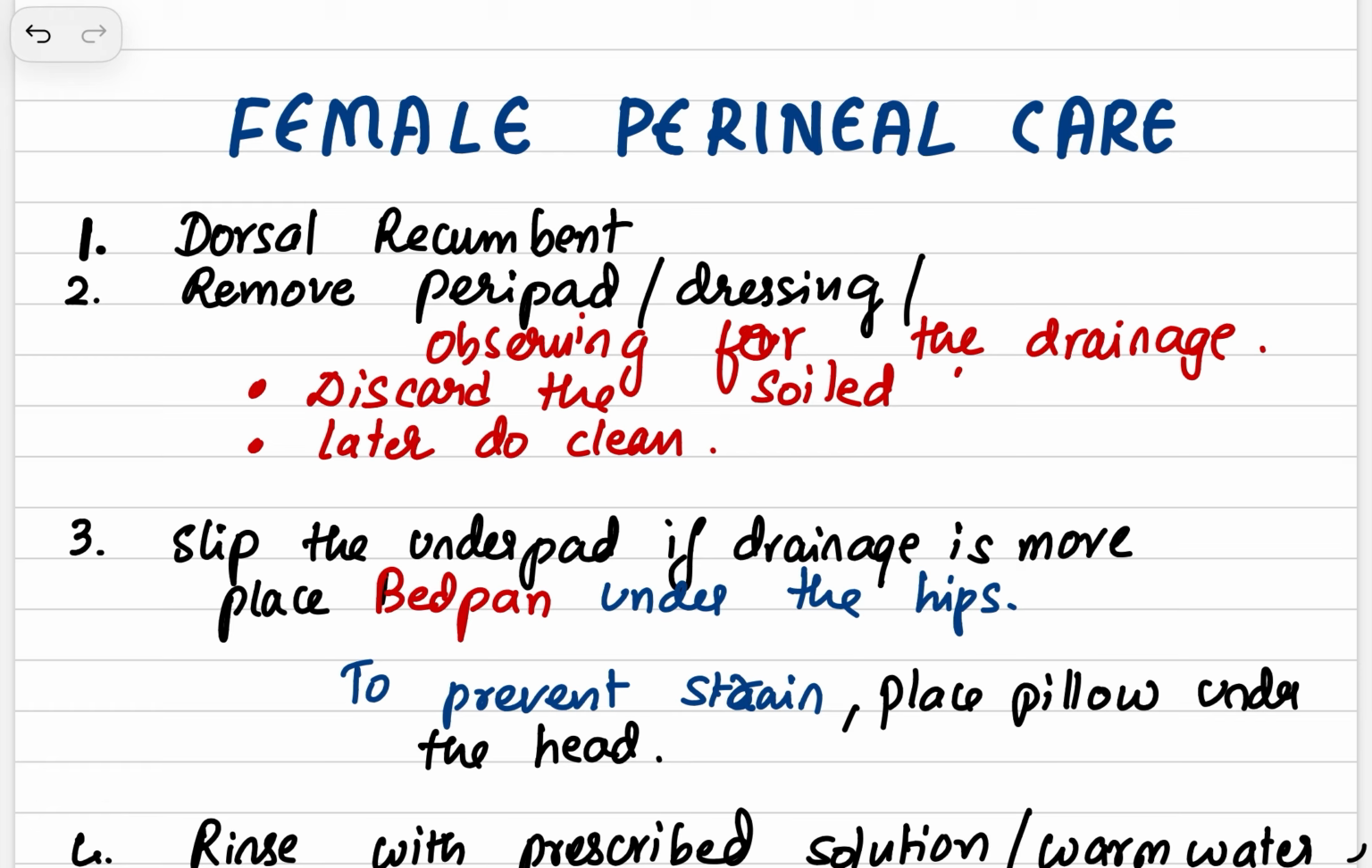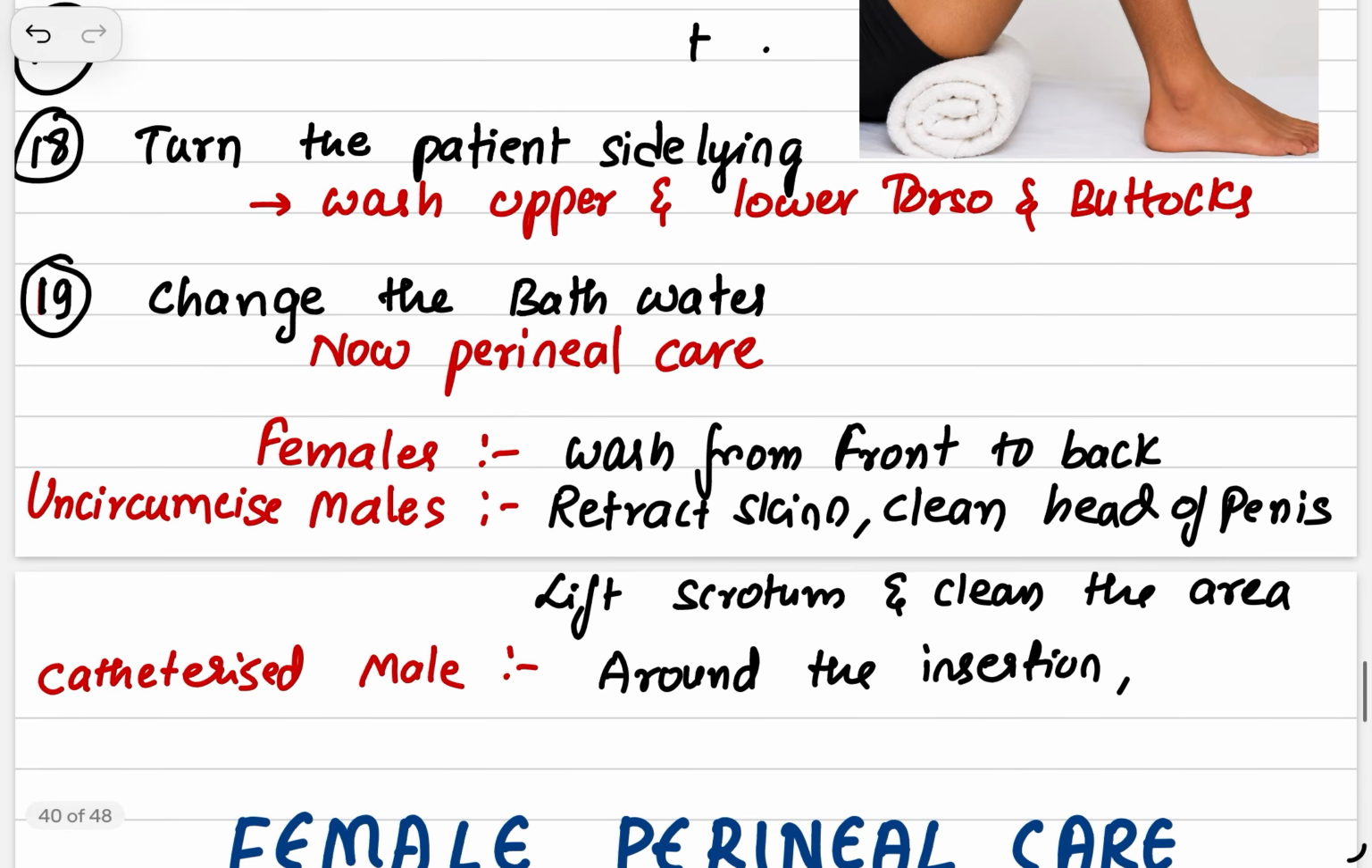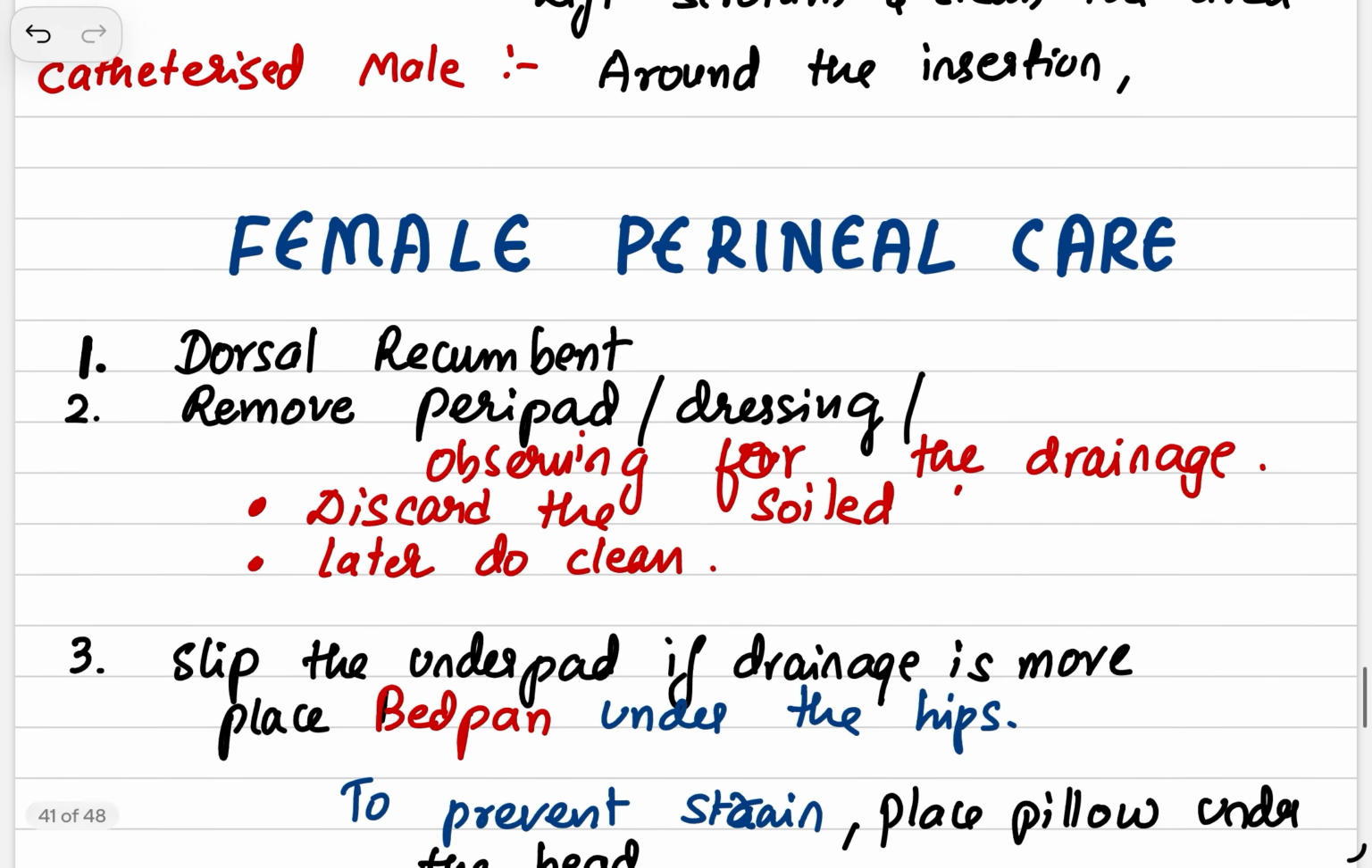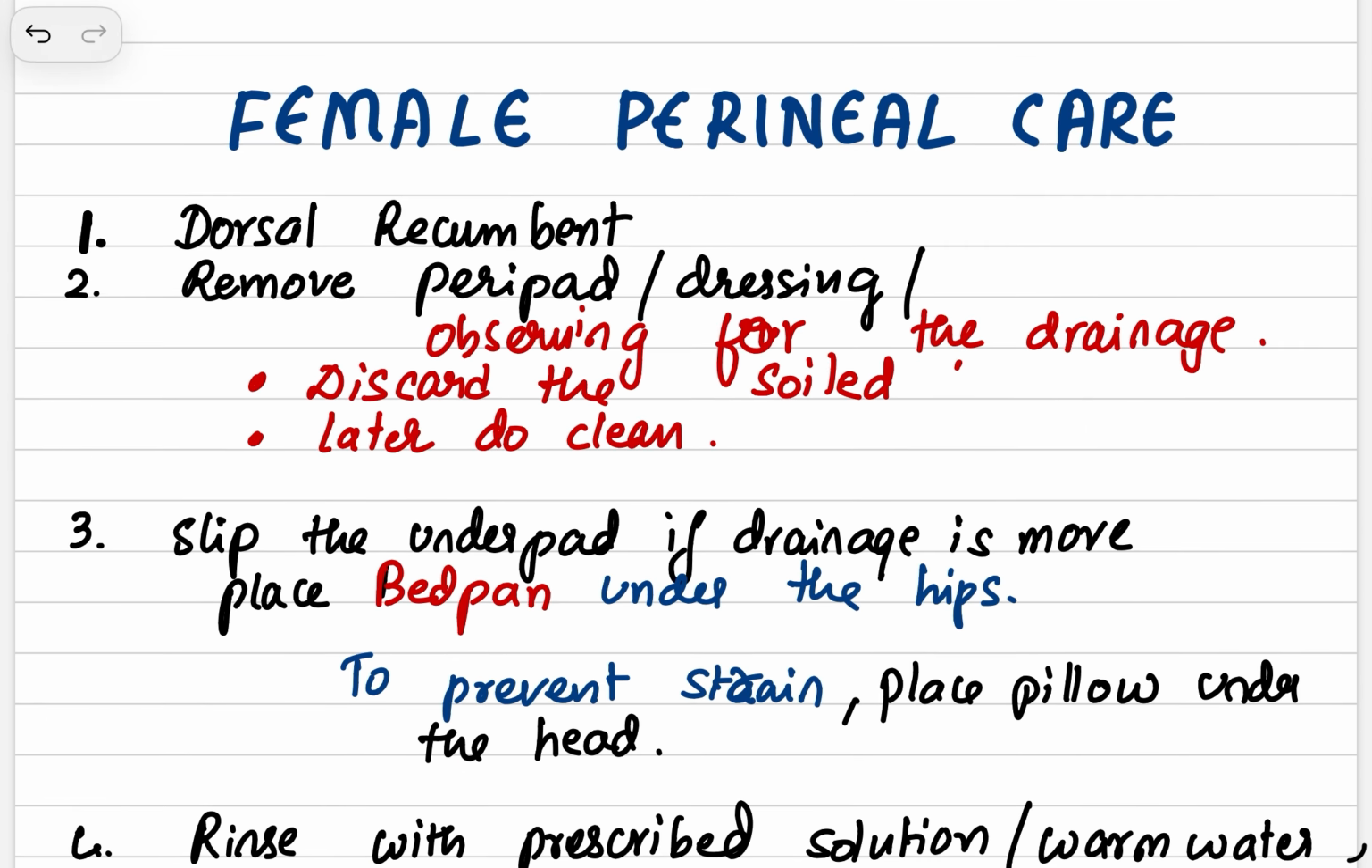Next we will get into the female perineal care. This is also one of the steps in the bed bath, not excluded. Until now we have completed the 19th step. Still 11 steps are there. Some of them are perineal care and some are documentation and completing care, like post procedural things. I will tell you one by one. So we will continue from the female perineal care.